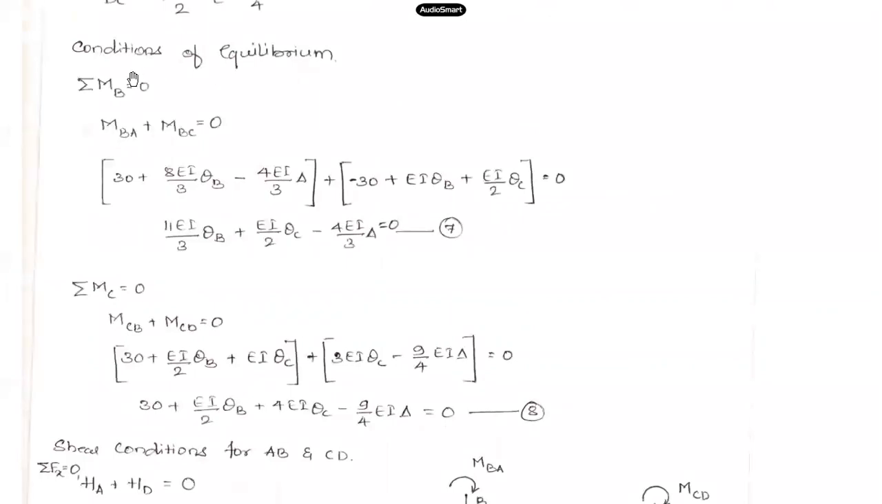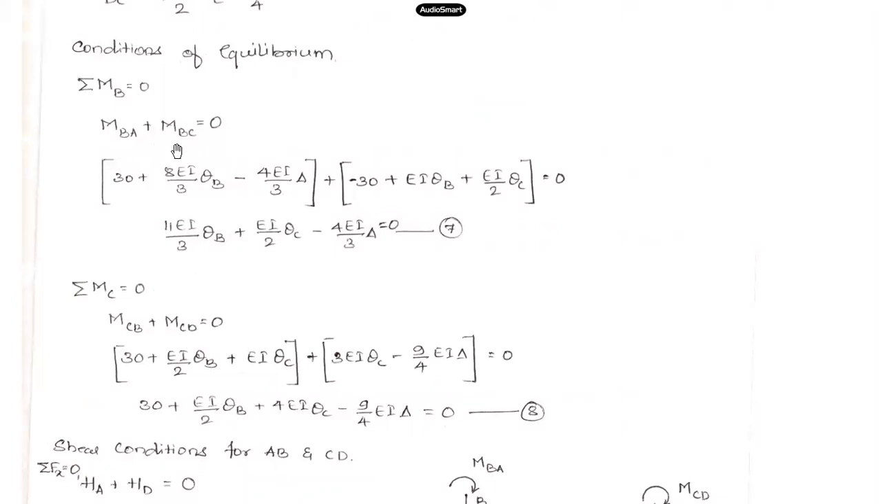Okay, I'll take help of conditions of equilibrium. So I have the condition of equilibrium applied at joint B and joint C. What we have is summation MB, the summation of moment at joint B, should be 0, and summation of moment at joint C should be 0. So that has been applied.